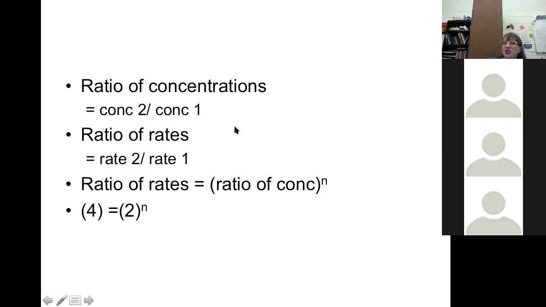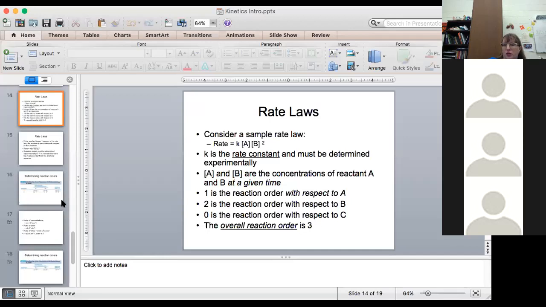Now, theoretically, I should get the same thing no matter which data set I choose. So let's take a look at the other data set. If I have 9 as the ratio of the reaction rates, then that is going to be equal to 3 to the n. So 3 to the second power is also 9. So regardless of which set we get, we end up with an order of 2. So that's how you would experimentally determine the reaction order.